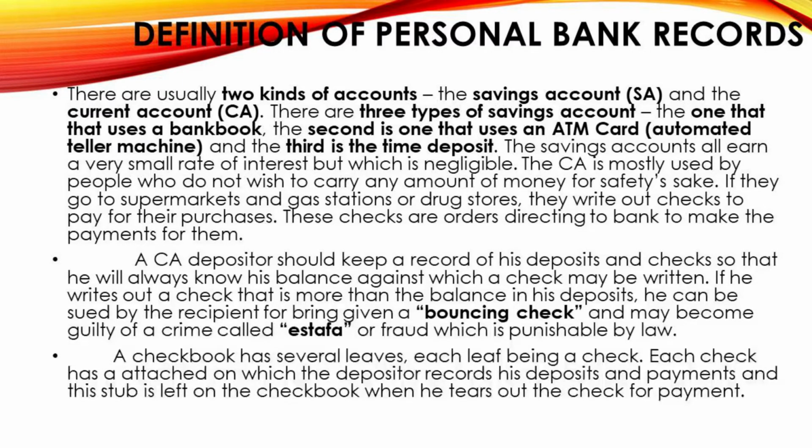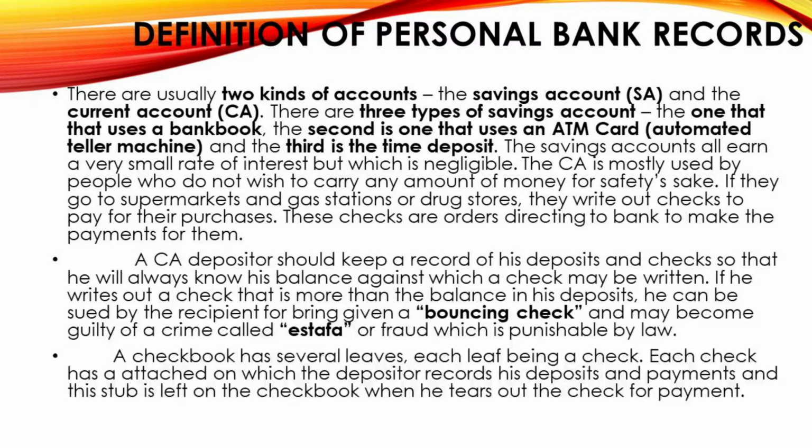The savings account all earn a very small rate of interest but which is negligible. The CA is mostly used by people who do not wish to carry any amount of money for safety sake. If they go to supermarkets and gas stations or drugstores, they write out checks to pay for their purchases. These checks are orders directing the bank to make the payments for them.